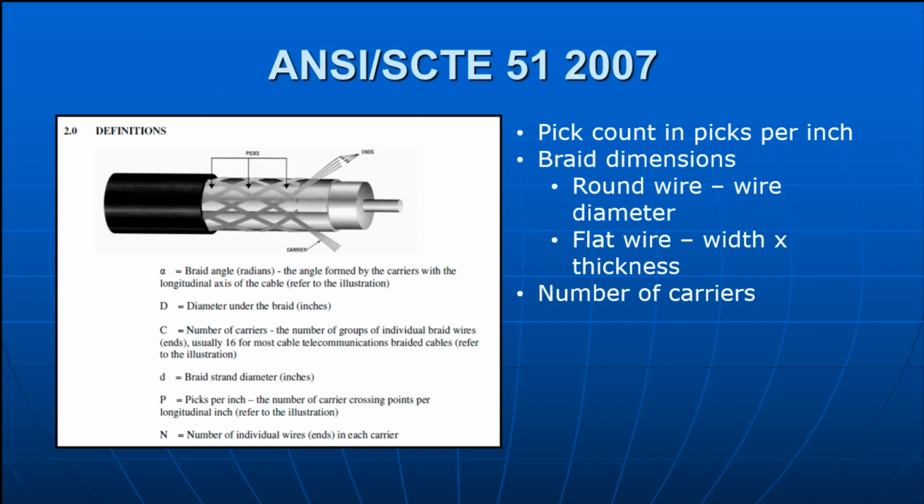A high pick count produces a denser pattern, while a lower pick count produces a braid pattern that is less dense and the surface area coverage is lower. We will be providing a separate training video on the various braid patterns provided by the Steger braiding machines and how to exactly model them in the CathCAD software.